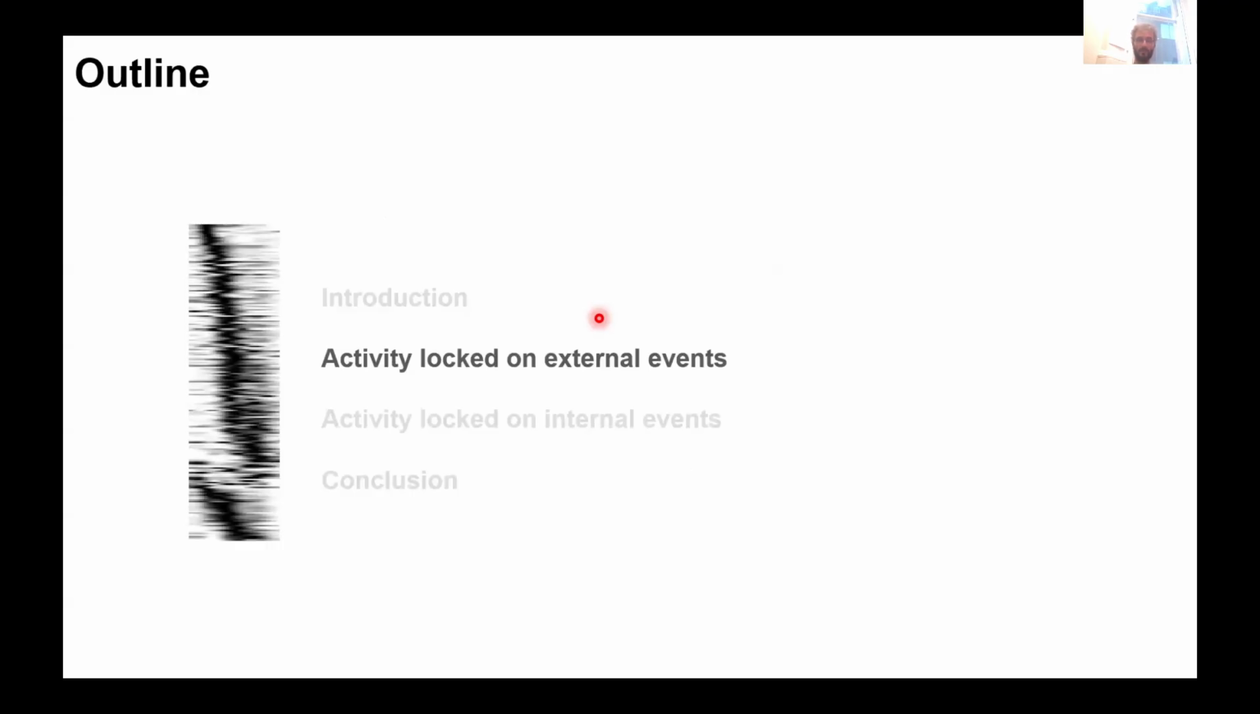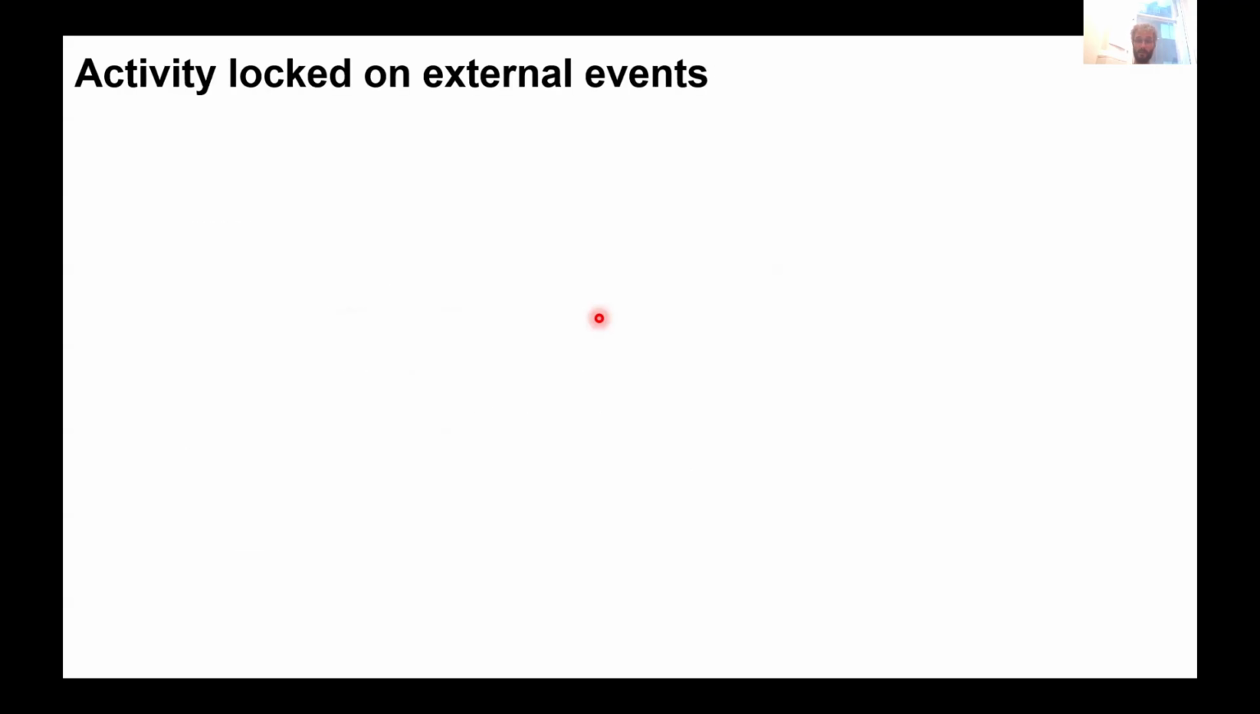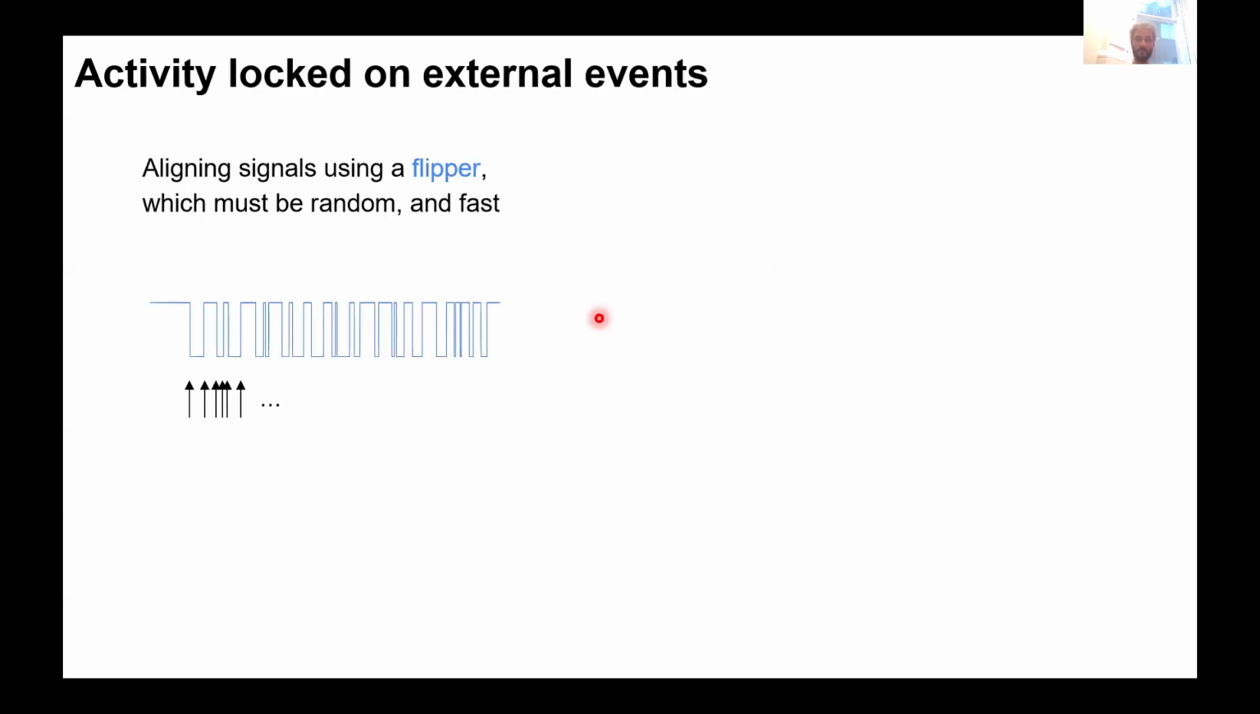Okay, so to start with the simplest one, activity locked on external events. The first thing that you need to do, and here I'm going to go back to something that I think was mentioned on the first day of the course, which is aligning signals. What we do in the lab to align the spikes, so the ephys data, to the stimulus data, is use what we call a flipper. So we're going to have an Arduino, for example, generating a random signal that looks like this. It's a binary electrical signal that goes up and down at random times and really fast. And you see these transition times are going to be the important ones.